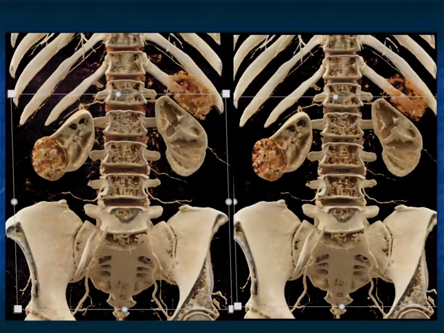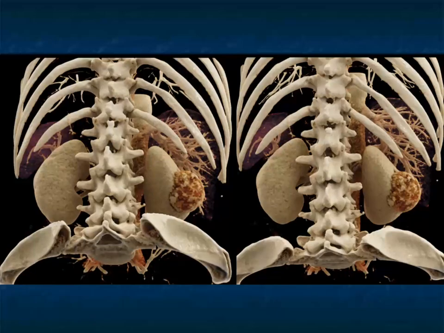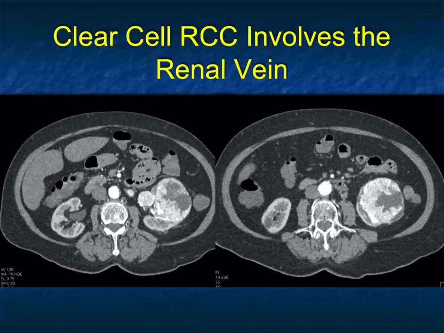We've spoken about how we use cinematic rendering for detecting tumors, staging tumors, and preoperative planning, very nicely shown in this example, where the patient eventually underwent a partial nephrectomy, which is the goal. We do not want to be doing total nephrectomies if we can avoid it.